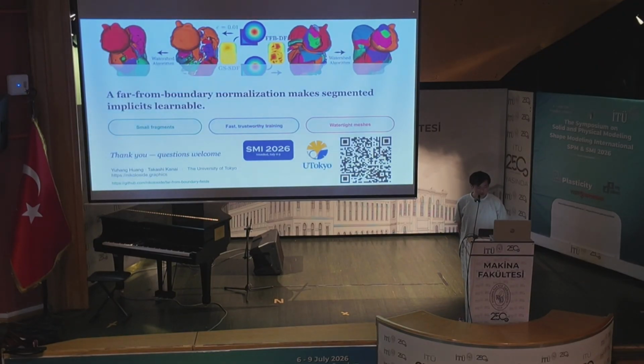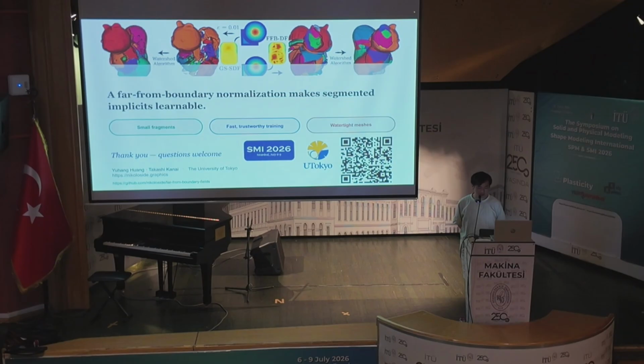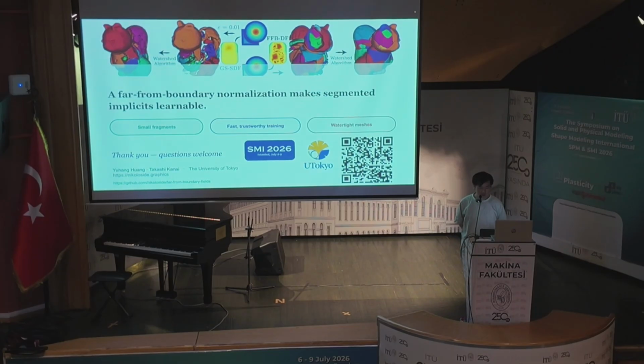So to summarize, FFBF is a simple idea: we normalize by the farthest-from-the-boundary point, and that turns an otherwise few-points segmented implicit target into something a network can know. So small fragments will be preserved, it is fast, and transversely chaining multiplying meshes can be recovered. Thank you for hearing this presentation, and I'm very happy to receive questions.